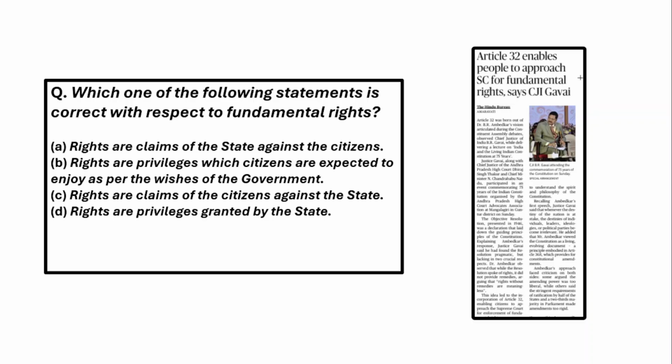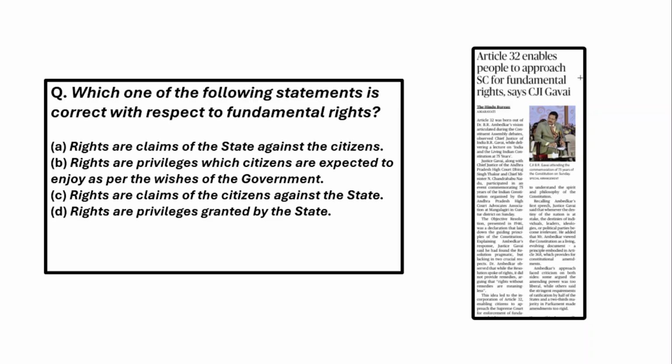So this question was given yesterday. The question is, which one of the following statements is correct with respect to fundamental rights? And in fact, option A says fundamental rights are claims of the state against the citizens. This is not true. Option B says rights are privileges which citizens are expected to enjoy as per the wishes of the government. And in fact, rights are available to citizens against the state. Rights are not privileges. And in fact, every human being is entitled to rights. So therefore, option B is also not correct.